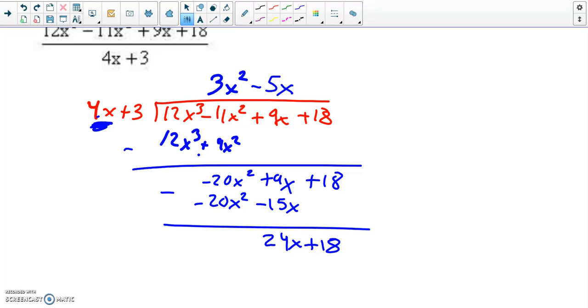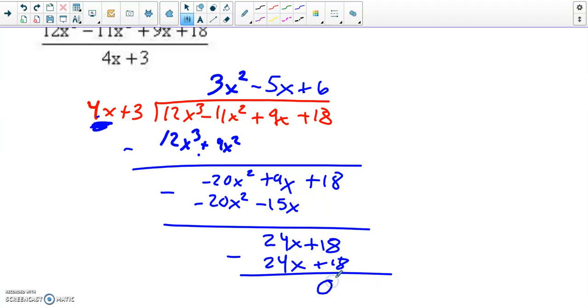Okay, we have to ask another question now. What do you multiply 4x by to get 24x? Well, that's just 6. So add a plus 6. 4x times 6 is 24x. 3 times 6 is 18. We subtract. Goes away. Goes away.